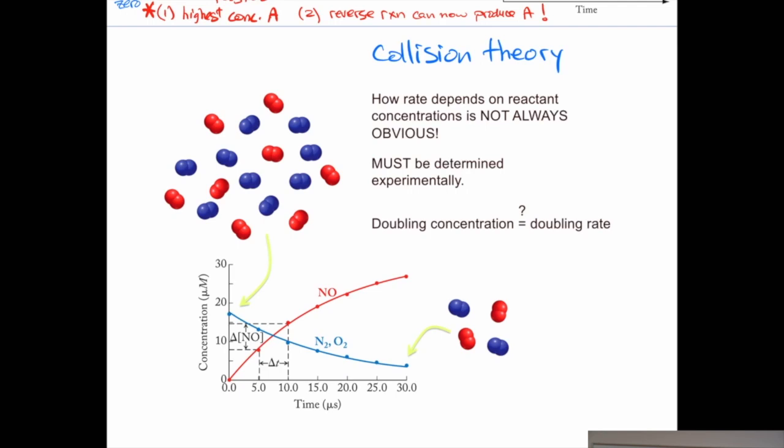We need the probability of productive collisions. We're going to call that A. It's called the frequency factor.